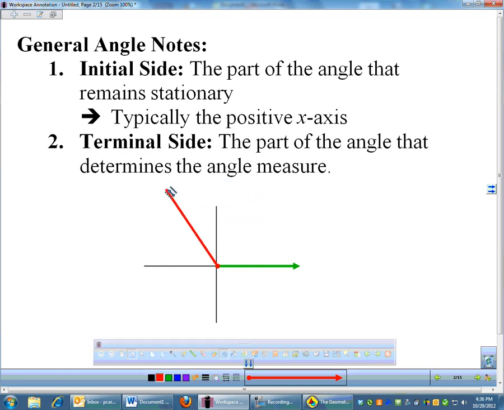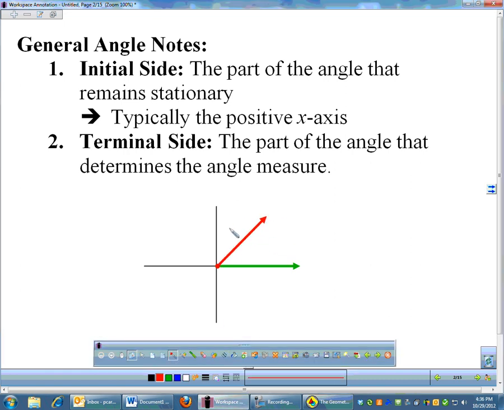Now you can open up a whole lot. You can actually go all the way around and have big massive angles of like 300 degrees. But to make this one simple, let's say the terminal side opens up to here, where this one is your terminal. The green one is your initial side. And this, however far you opened up to get to the terminal, is your angle theta. So there's your initial and terminal side.